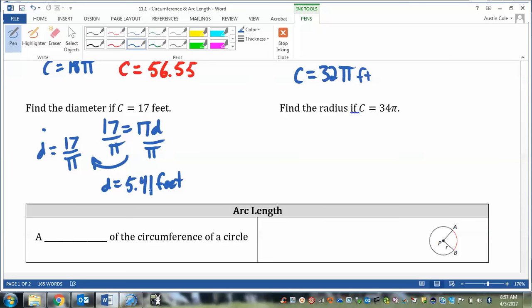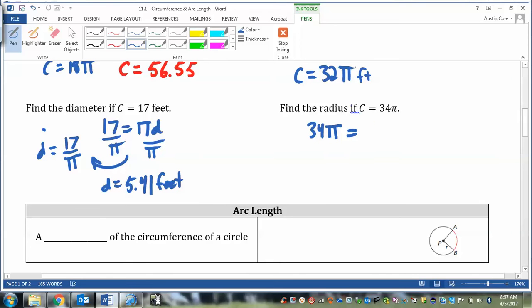Okay. So find the radius if C equals 34 pi. Joe? Would it be 17? Let's see. Okay. So how'd you set that up? I just did 34 divided by 2 because it's pi times r times 2.